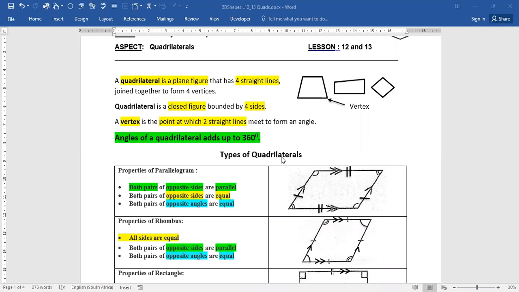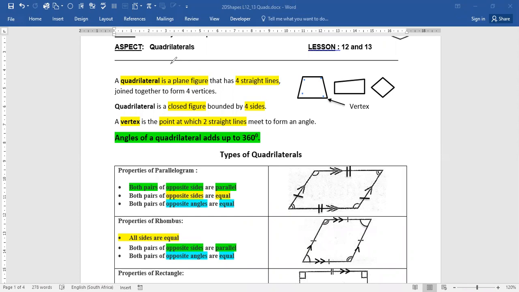Revision of what we have done. A quadrilateral is a closed figure. The angles in a quadrilateral add up to 360 degrees. There are the angles here, they all add up to 360 degrees. We're going to use that fact today.